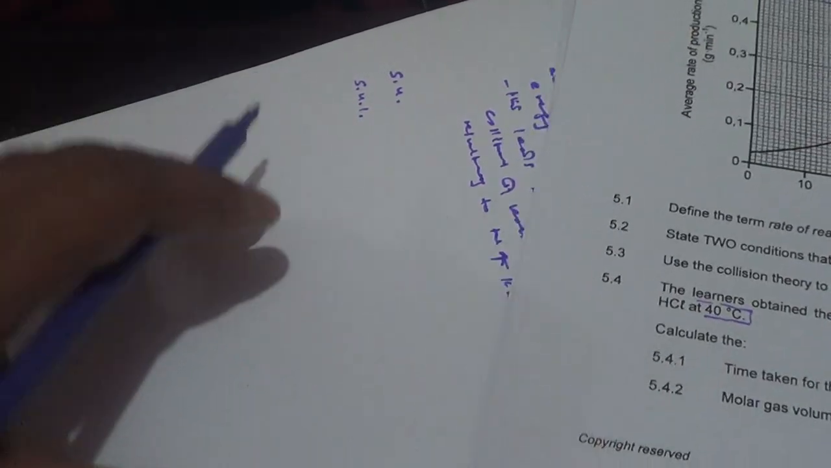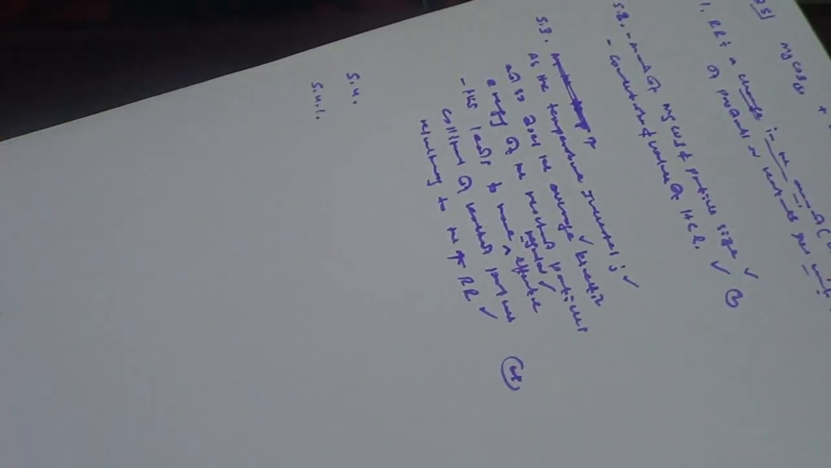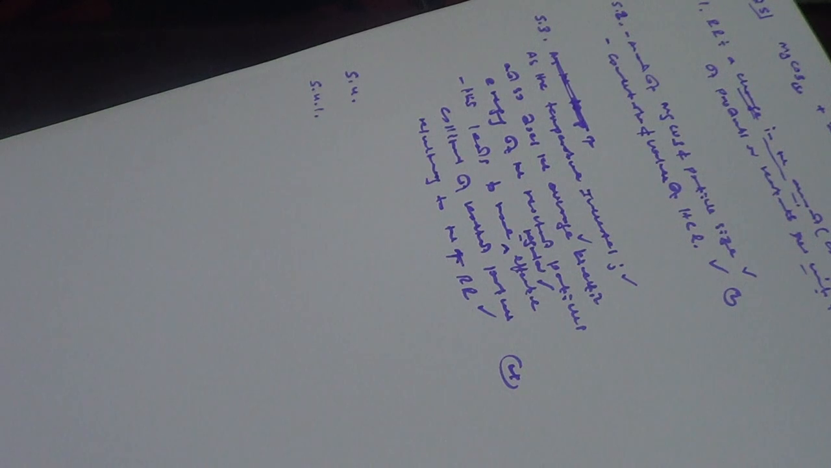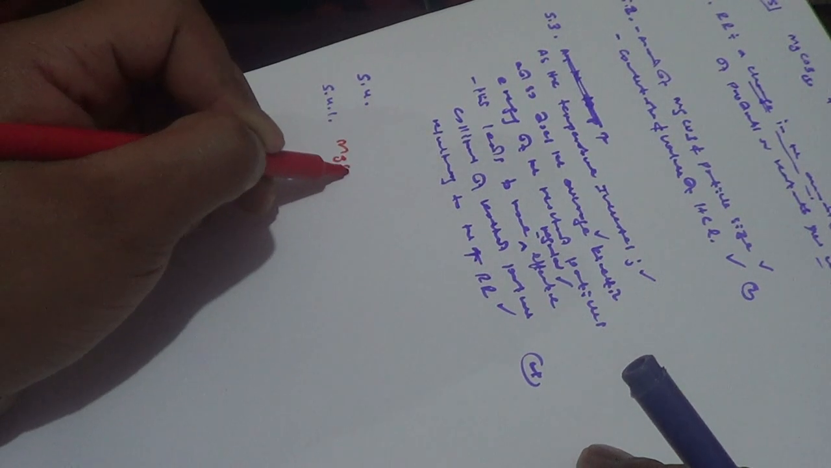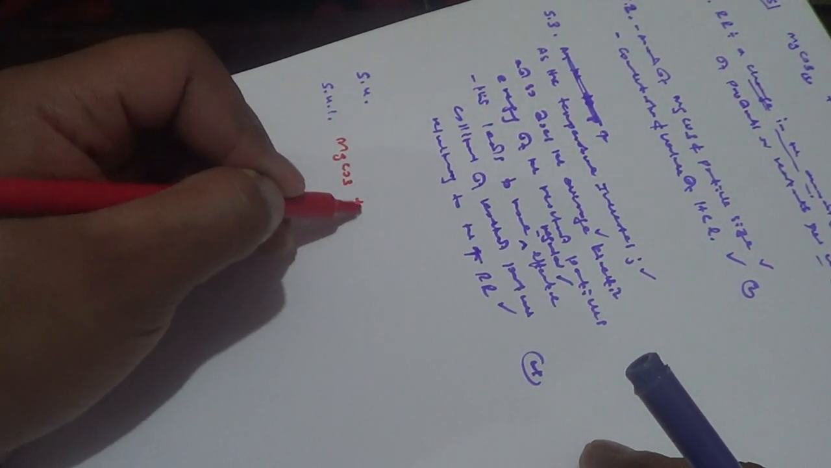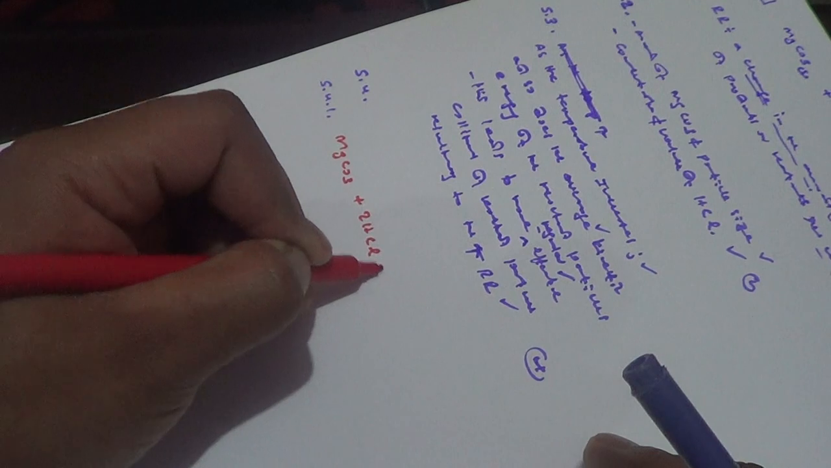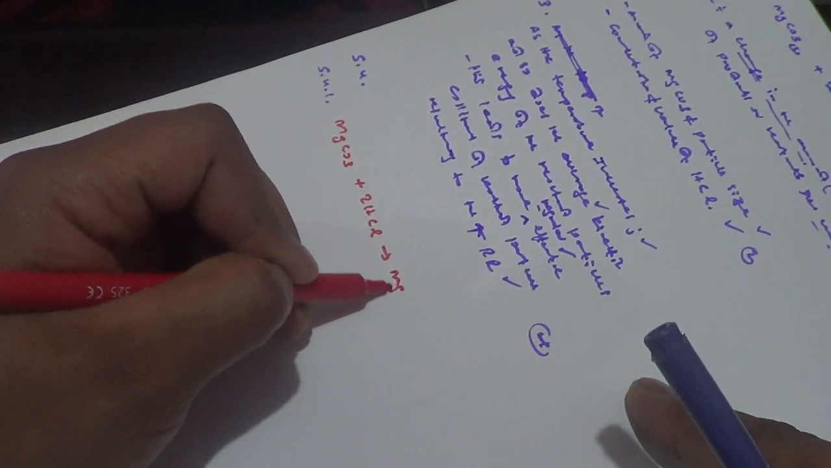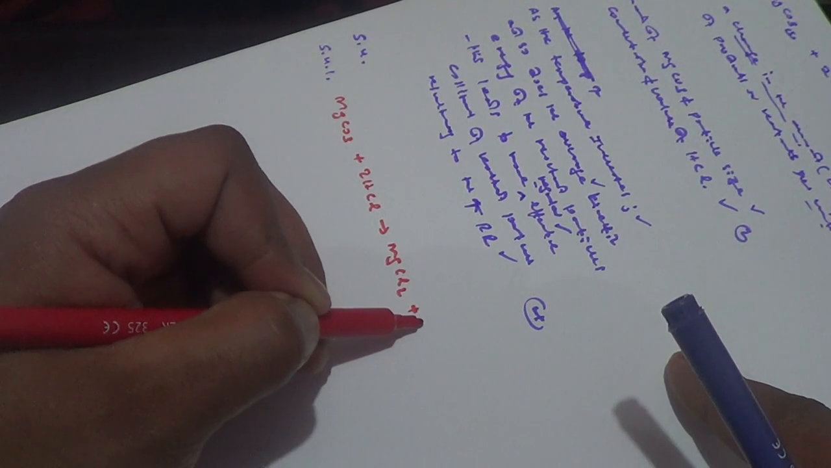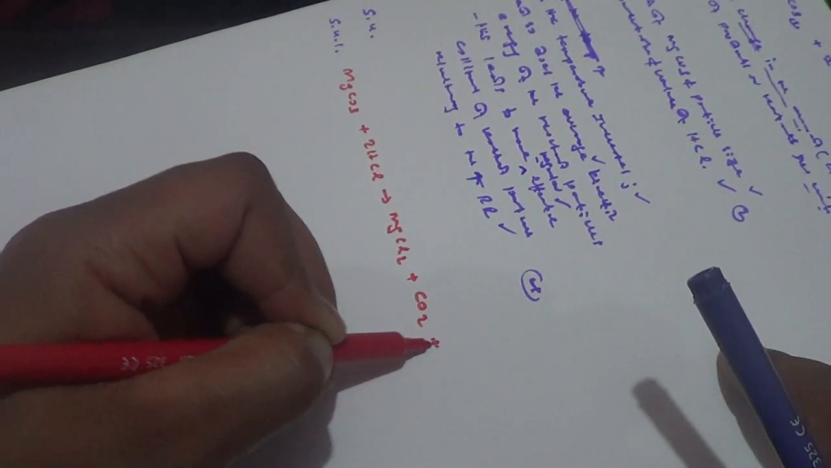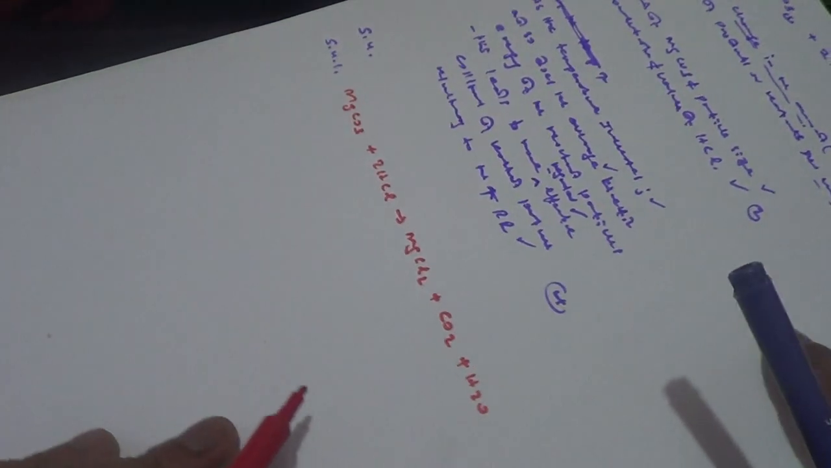5.4.1. Basically, we remember from our given equation that MgCO3 + 2HCl gave us MgCl2 + CO2 + H2O.